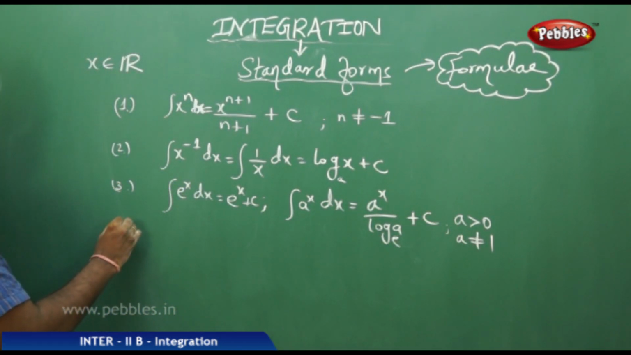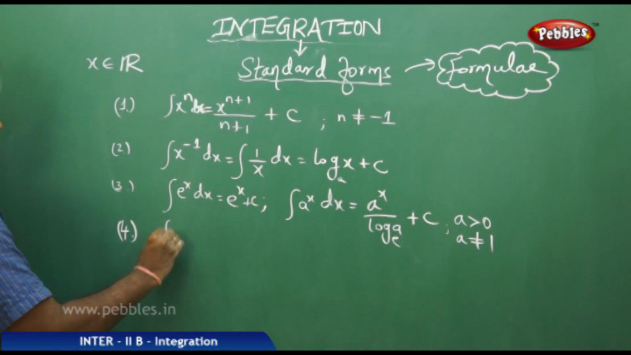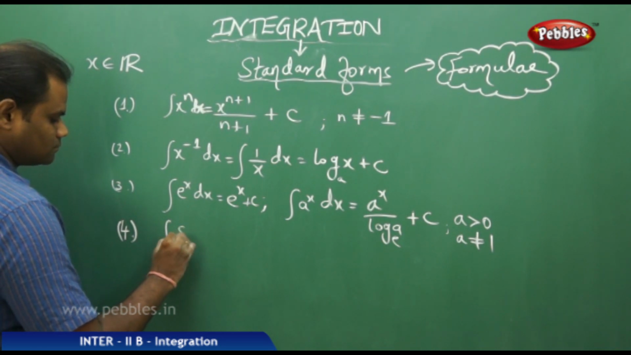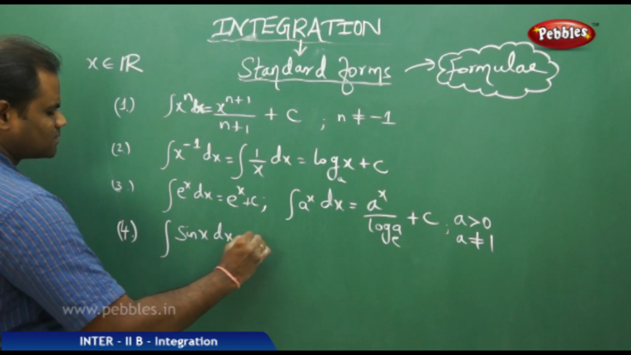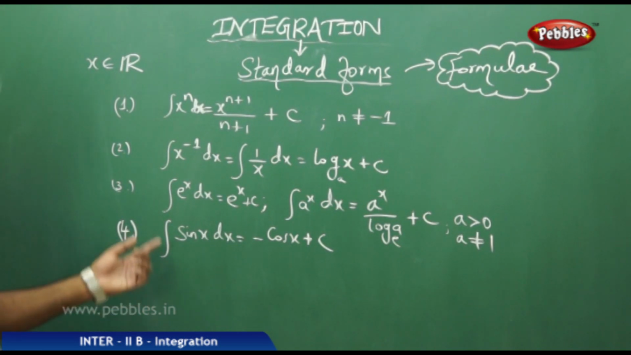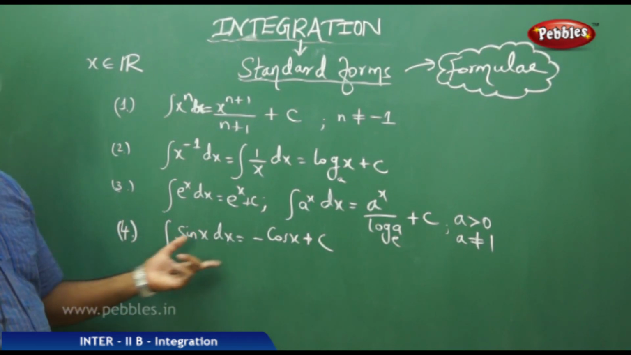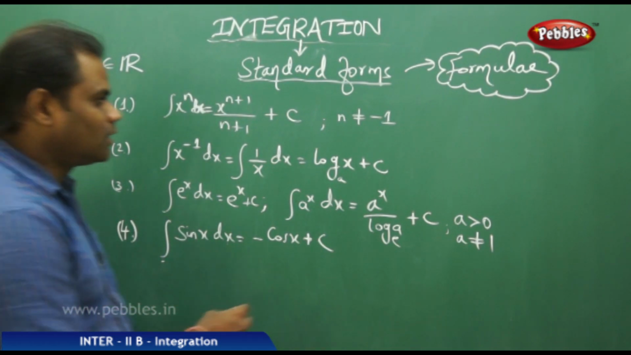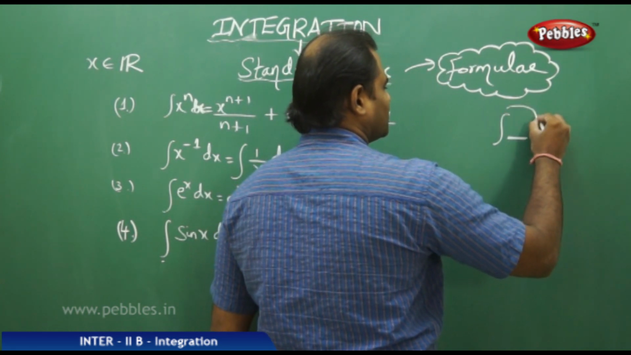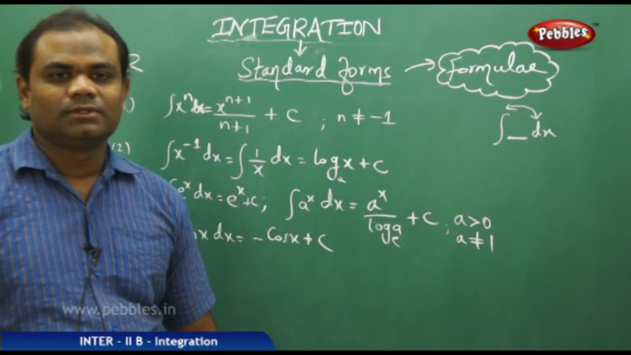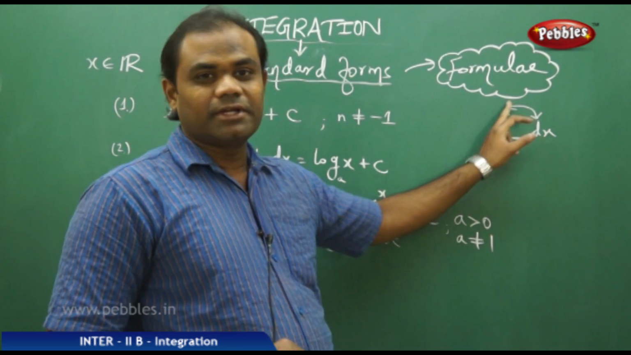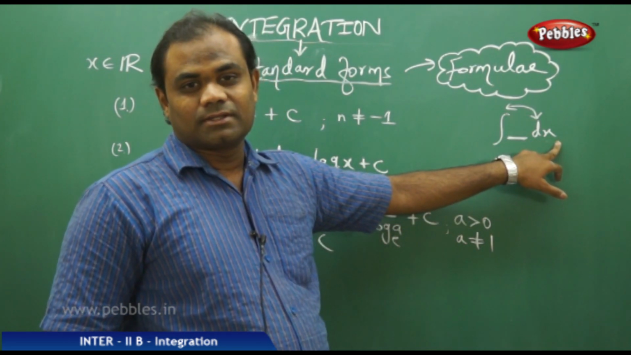Now next is the integral of sin x, which is minus cos x plus c. Now here, whenever there is an integration, there is a derivative also equally attached. So whenever I write the integral of some function, I get dx, which are very much related to each other. So integration and dx are very much associated, because whenever I write an integration, I equally write dx there.